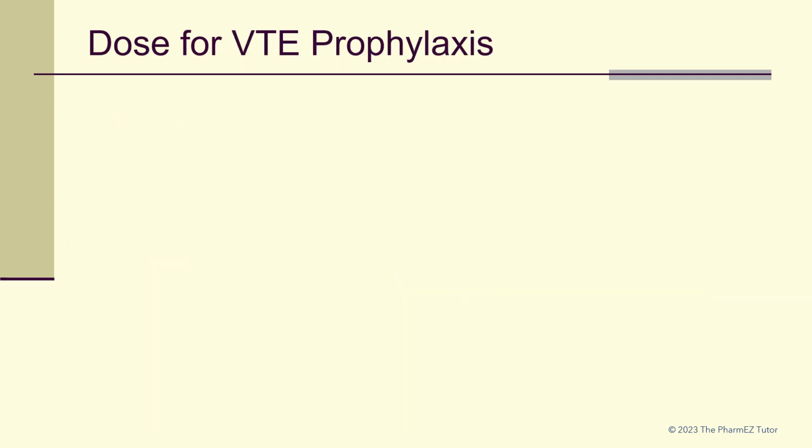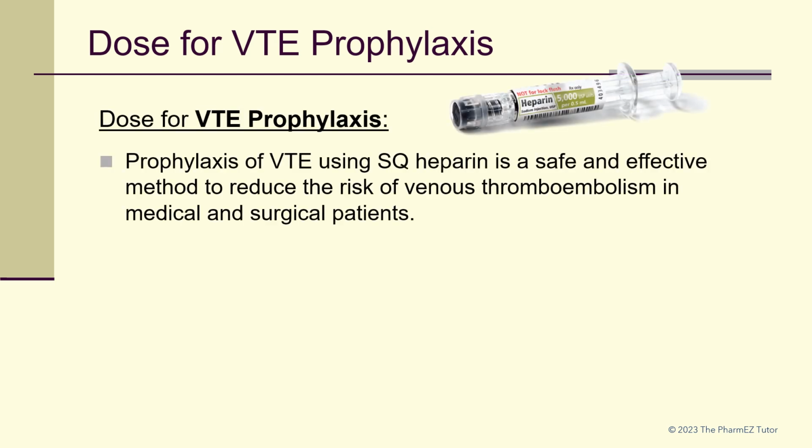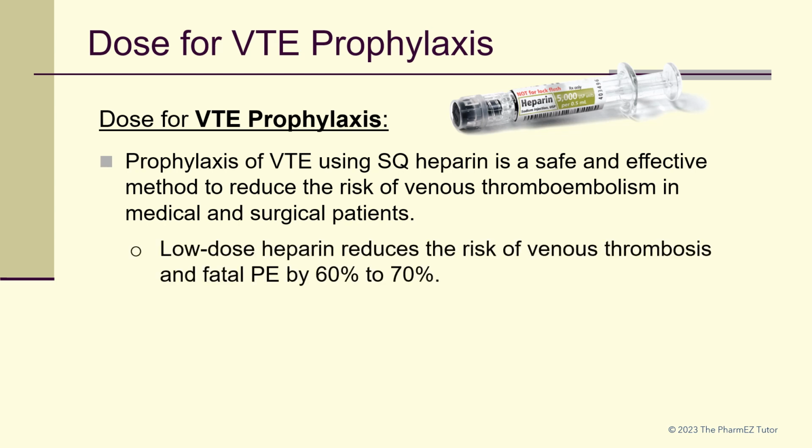Let's talk about the heparin dose for VTE prophylaxis. Prophylaxis of VTE using sub-Q heparin is a safe and effective method to reduce the risk of venous thromboembolism in medical and surgical patients. Low-dose heparin reduces the risk of venous thrombosis and fatal PE by 60 to 70%.